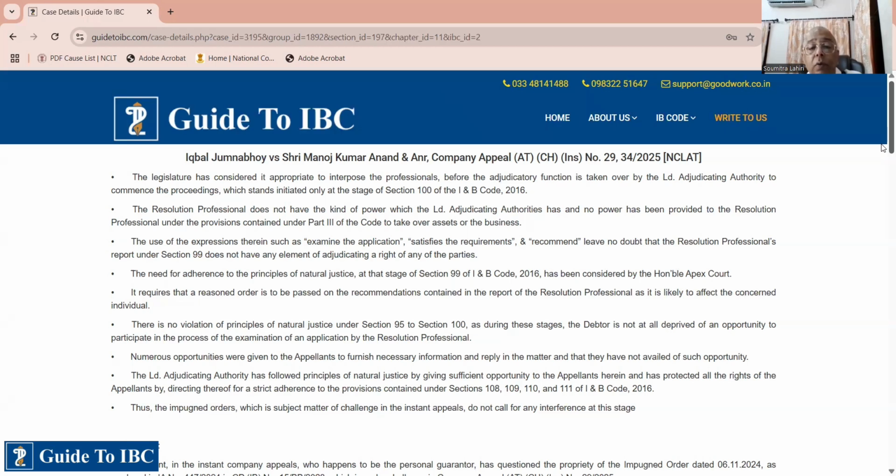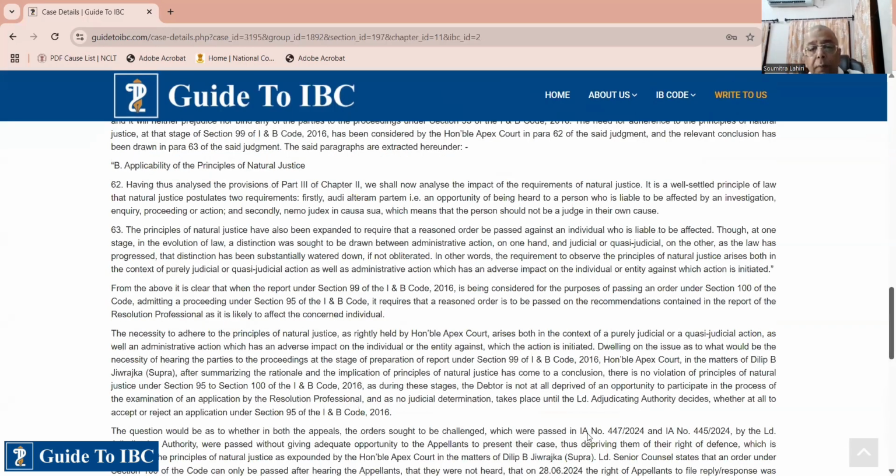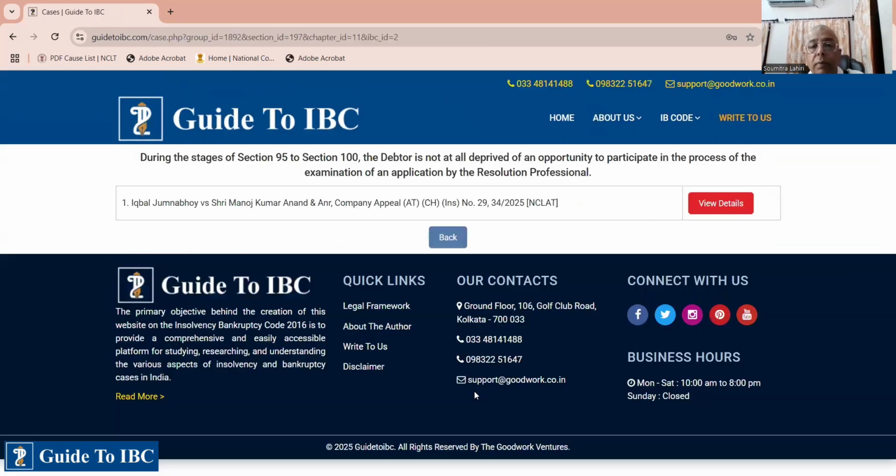Numerous opportunities were given to the appellants to furnish necessary information. This is not important, but what is important is that natural justice very much prevails in PG cases. They have the right to object. The report of the RP is not a final report. The RP is only a facilitator. Between the stages of 95 to 100, there is enough opportunity for the personal guarantor to participate in the proceeding. So there is no violation of natural justice.